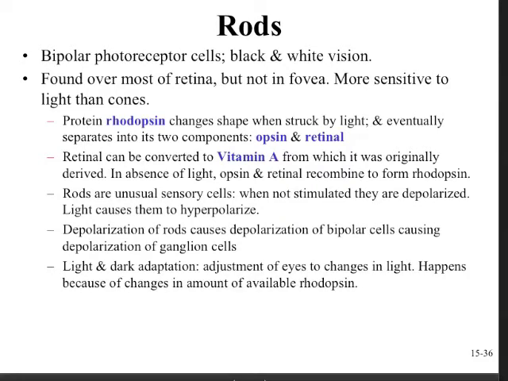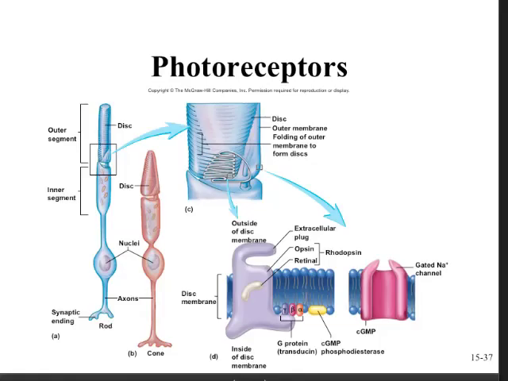The light and dark adaptation occurs as we adjust the eyes to changes in light, and this happens because of changes in the amount of rhodopsin that's around. And so what you're looking at here is just the rods and cones themselves. You can see here the outer segment, the inner segment, the nucleus, which is in the cell body, and there's the synaptic ending. Notice that the cones have a cone-shaped apical outer segment. The rods have a rod-shaped apical outer segment.